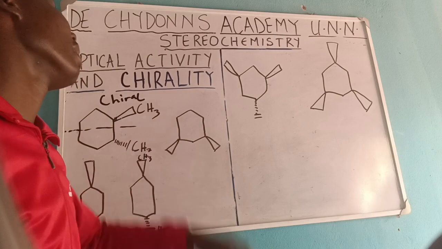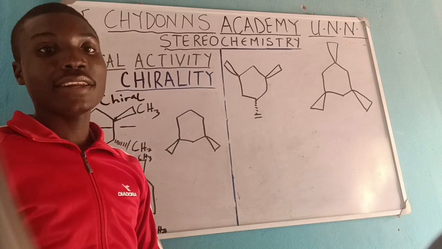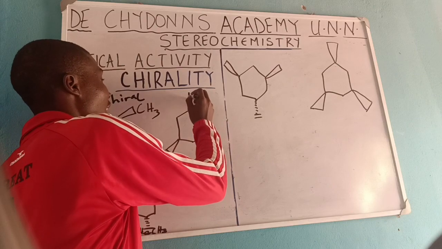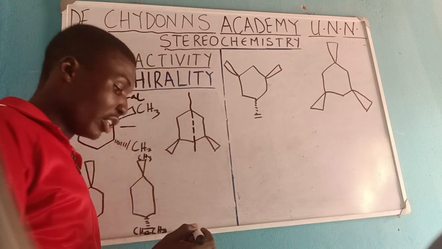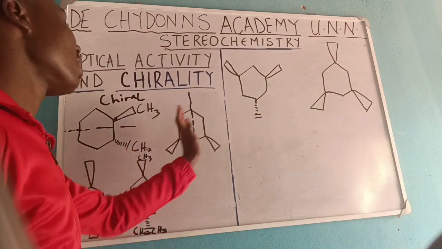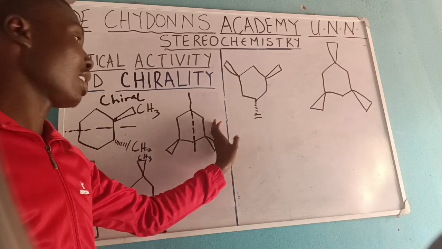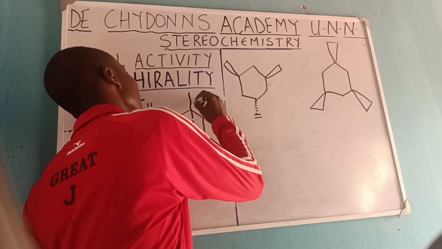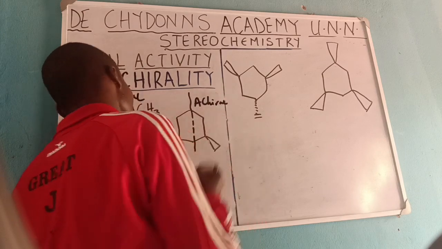So let's look at the second one. Now, does it have a plane of symmetry? Yes, it does have a plane of symmetry, and the plane of symmetry we have here is this plane because this side is the mirror image of this particular side. So this is a plane of symmetry, and by implication, this compound is achiral. This compound is achiral.